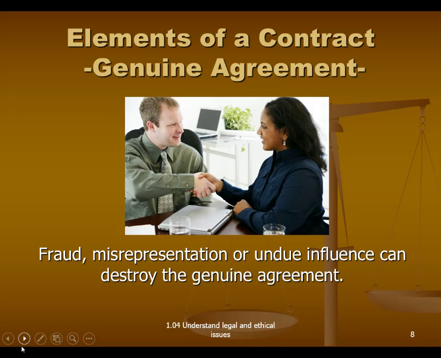And if I told you I was going to pay you $10.75 an hour, and then I only paid you $8 an hour, that also could be fraud. Also, that could be considered undue influence, which means undue influence is if I make you feel like you have to work those hours.